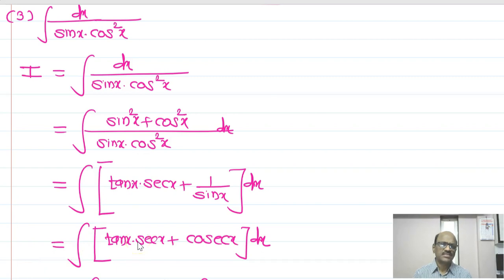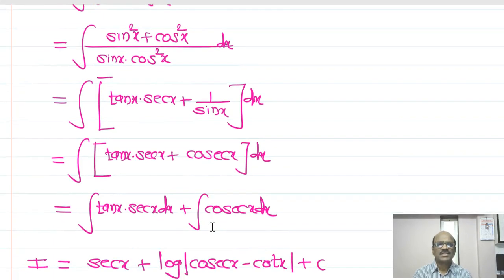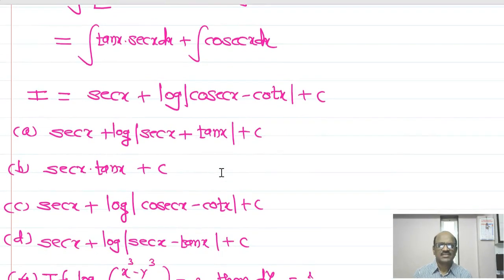into sec x, plus cos square x upon sin x dot cos square x, and the cos square gets cancelled, you will get 1 upon sin x, and hence its reciprocal is cosec x. And now what is the integral of tan x into sec x? That is sec x, and the integral of cosec x is log of mod of cosec x minus cot x plus c, and hence the answer.